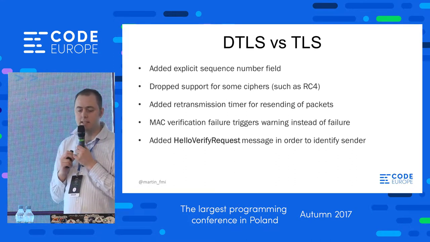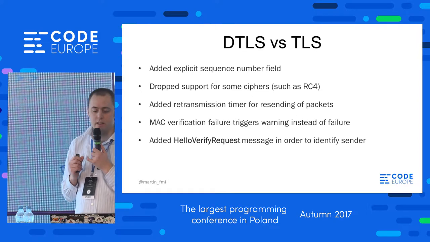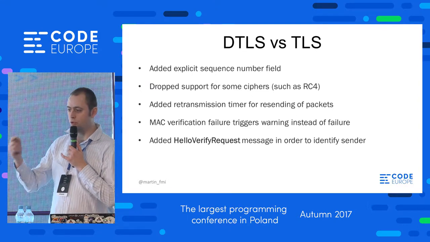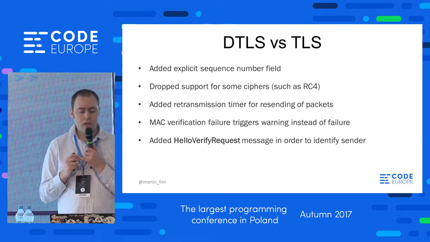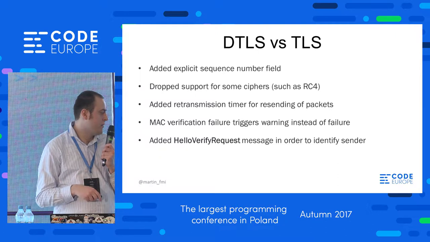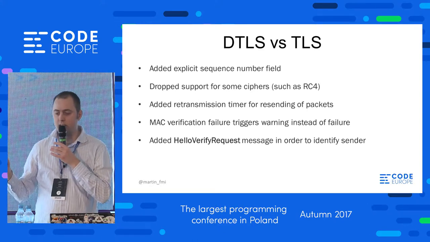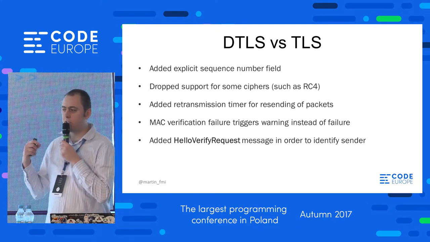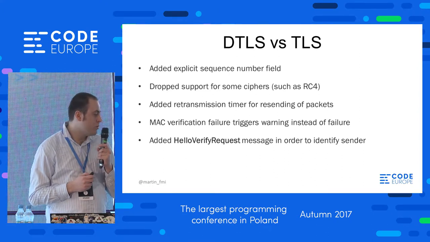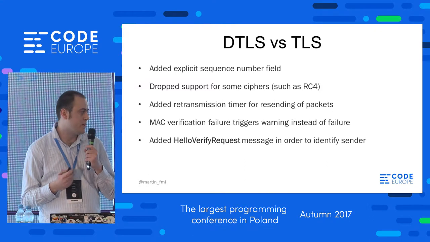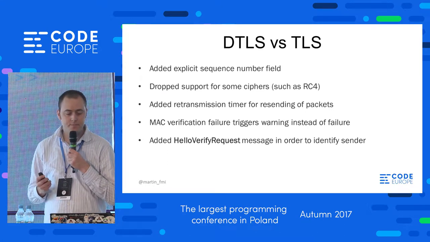This means that DTLS doesn't support all the cryptographic ciphers as TLS. We also have a new field which is called the retransmission timer that's used to retransmit packets that are dropped or are not received in time. We also have some additional changes. For example, if MAC verification, which basically verifies the integrity of the message that is being sent, is failing, this triggers a warning instead of a failure in the handshake process. And we also have a new request message, which is HelloVerifyRequest, which is basically added to identify the sender of the message. This one is missing from TLS.